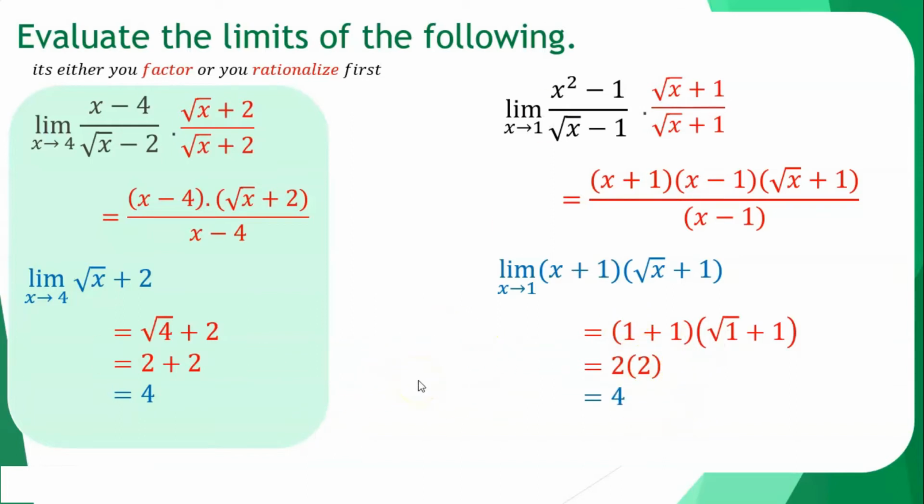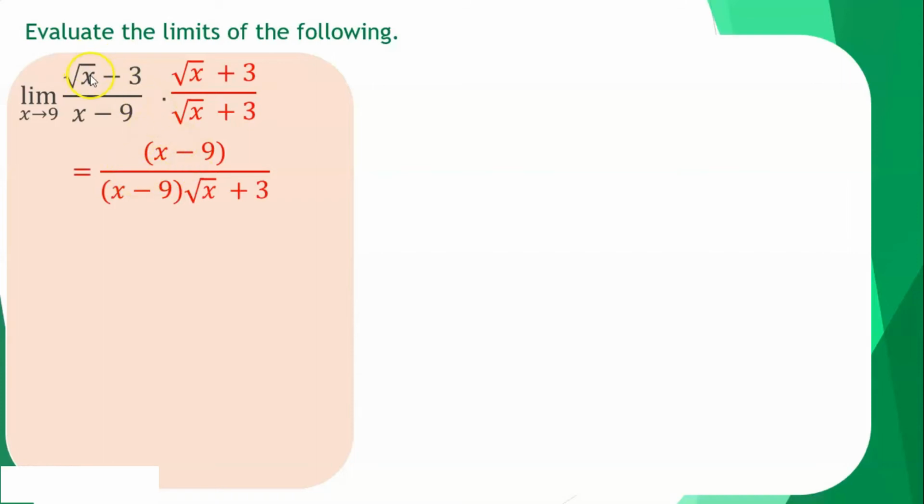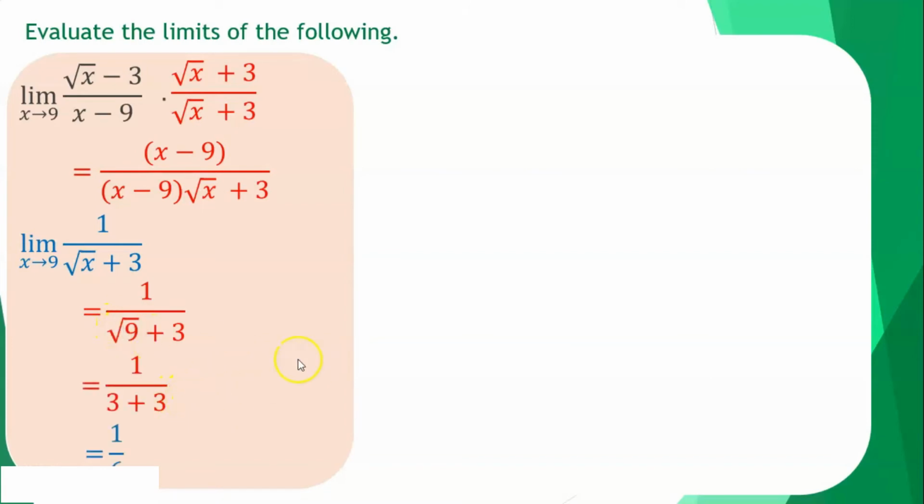Okay, another. What is the limit of the square root of x minus 3 over x minus 9 as x approaches 9? At this point, we will use its conjugate, which is the square root of x plus 3. Simplifying, the square root of x times the square root of x is x, and negative 3 times 3 is negative 9. Multiplying the denominator as well, we can cancel x minus 9. So we're left with the limit of 1 over the square root of x plus 3 as x approaches 9. Substituting, we end up with 1 over 6.